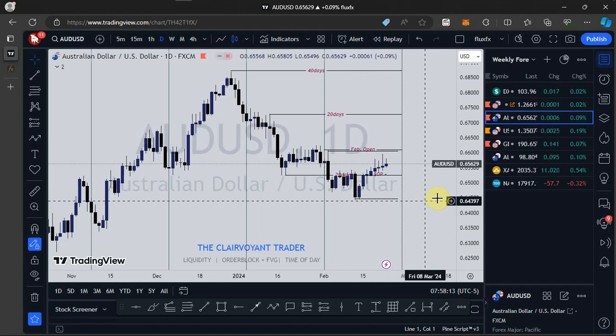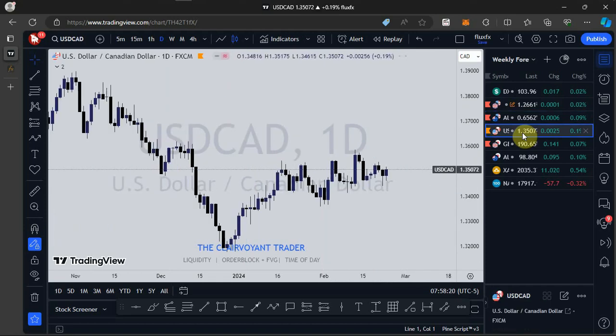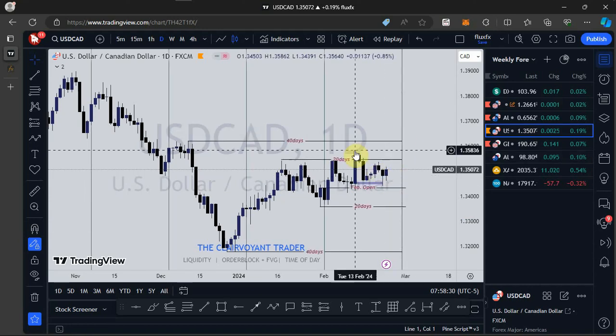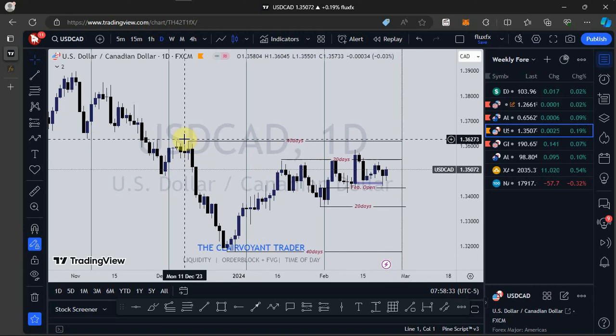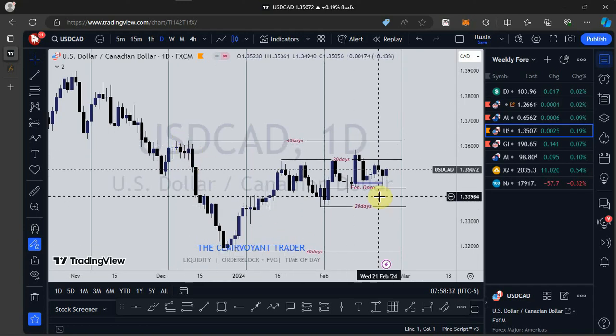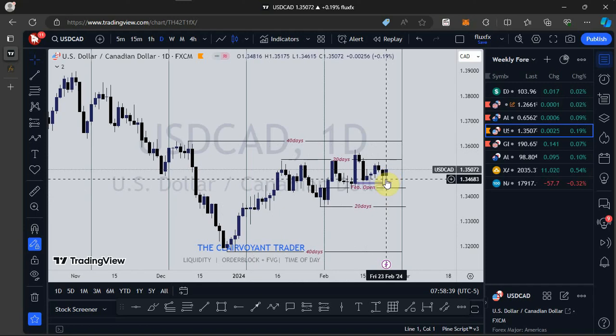Let's look at what is happening on USD/CAD. Yeah, so bullish dollar index, bullish USD/CAD. I'm expecting to see USD/CAD continue to push to the upside to take out this high right here, as well as the previous 40-day high. So for USD/CAD, I'll be looking out for bullish prices going into a new week.